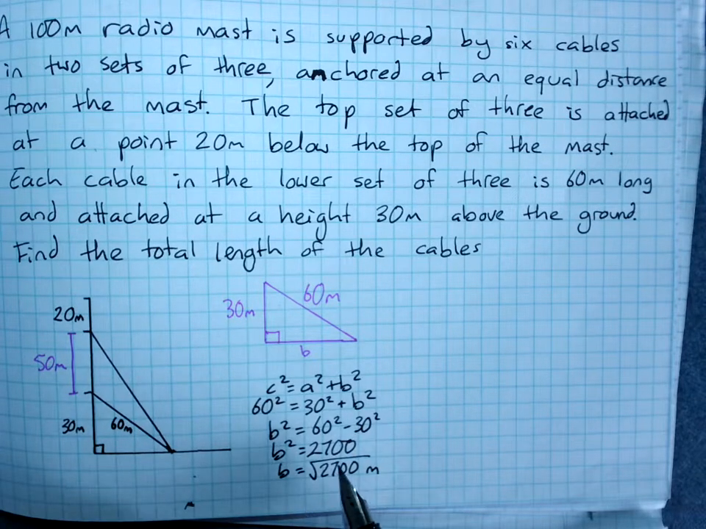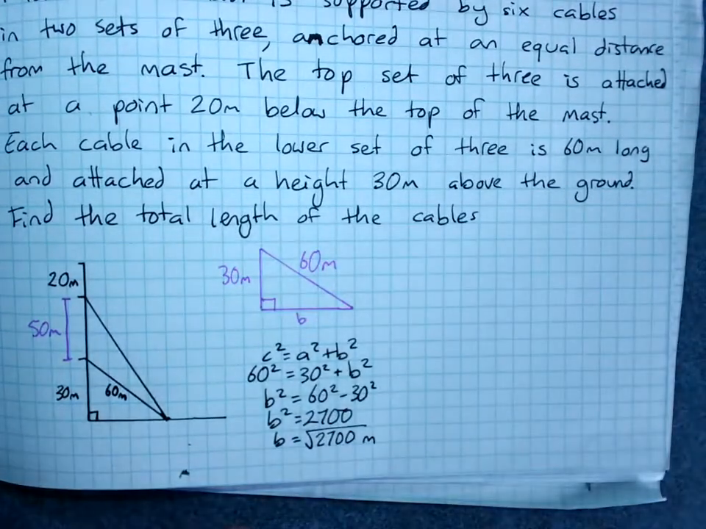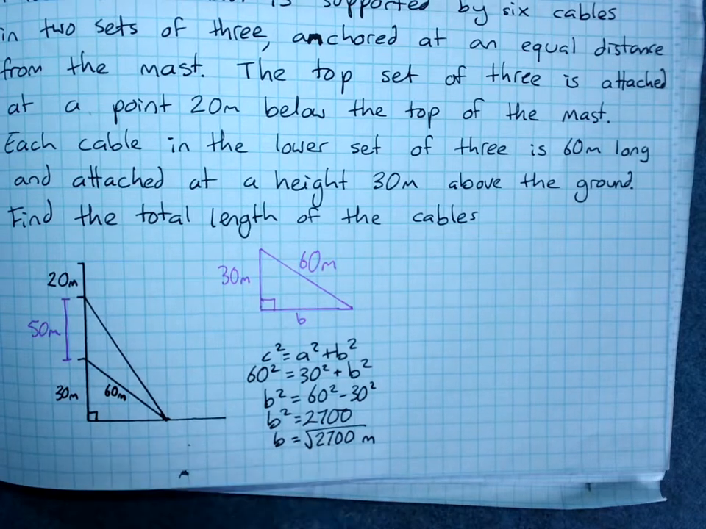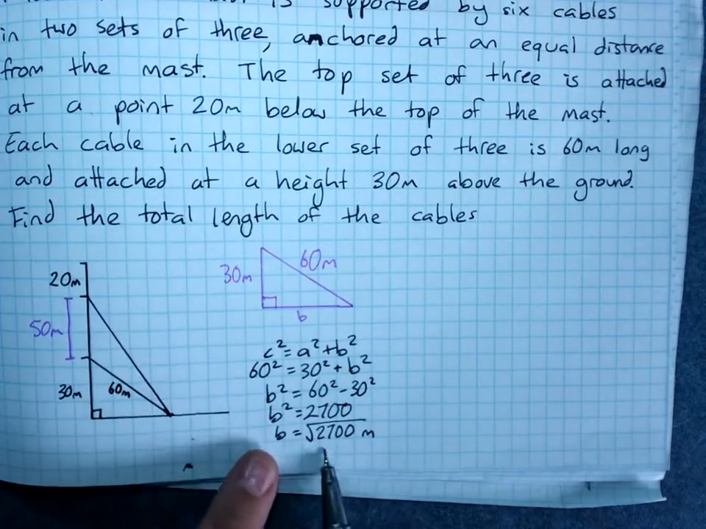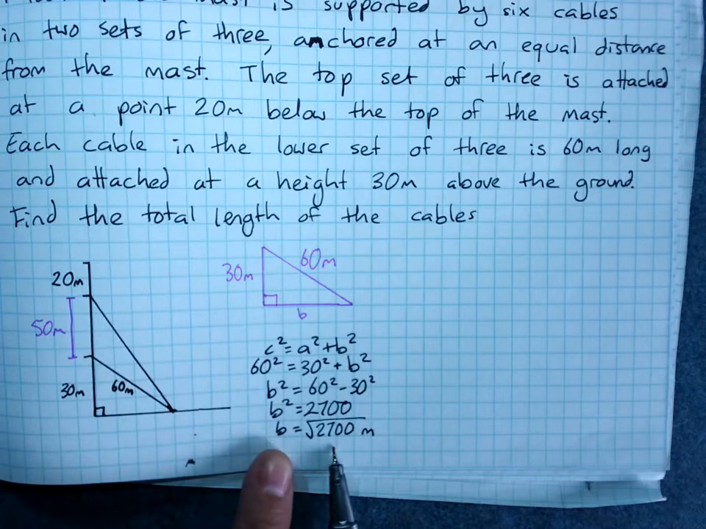You could simplify this, by the way. We haven't learned about surds yet, but it could be simplified to 10 root 27, or we can take it even further than that. We haven't learned about simplifying surds as far as I recall, so I'm quite okay with you leaving it like that.